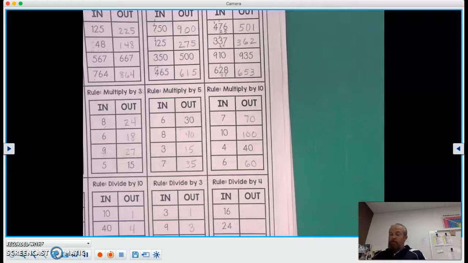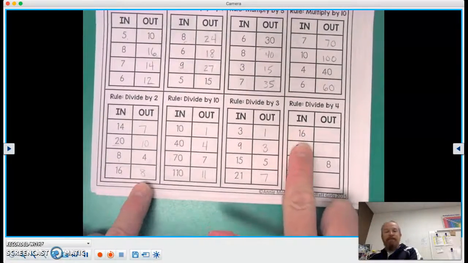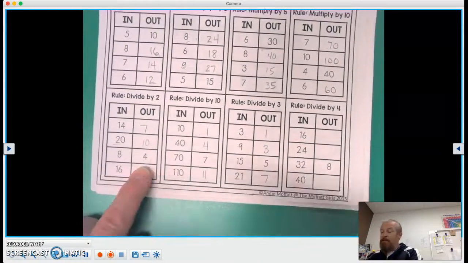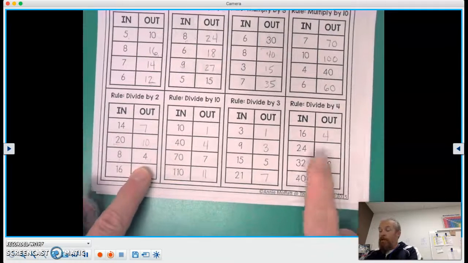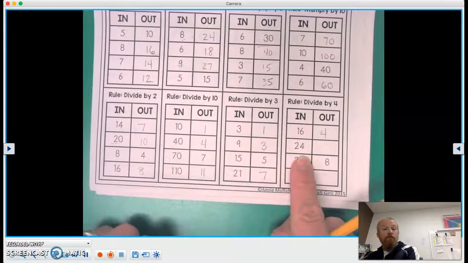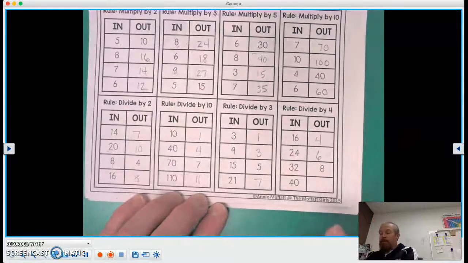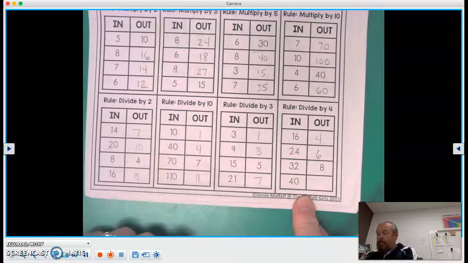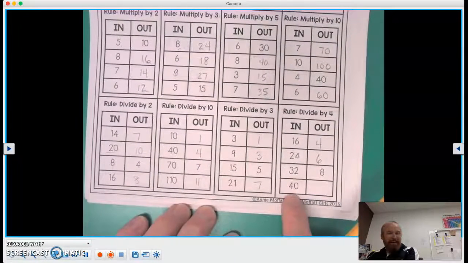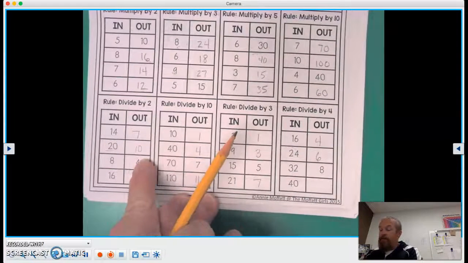All right. Putting them into 4. Well, let's think of it as cutting it in half twice. So 16, I'm going to go like this. 16 cut in half once is 8. Cut in half again is 4. Okay? 24 cut in half is 12. 12 cut in half is 6. 40 cut in half is 20. 20 cut in half is 10.